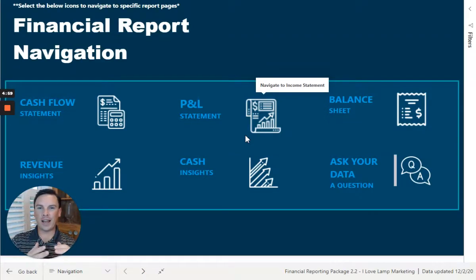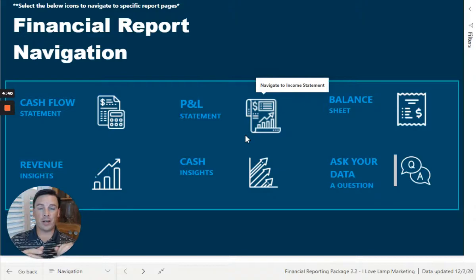Are you tired of not having the financial information that you need to effectively run your agency? Are you tired of having to reach out to your accountant or CPA every single time you need a metric or some sort of a financial figure run for you? If that's the case, hang out with me for just a couple minutes and I'm going to show you how we have solved that problem.